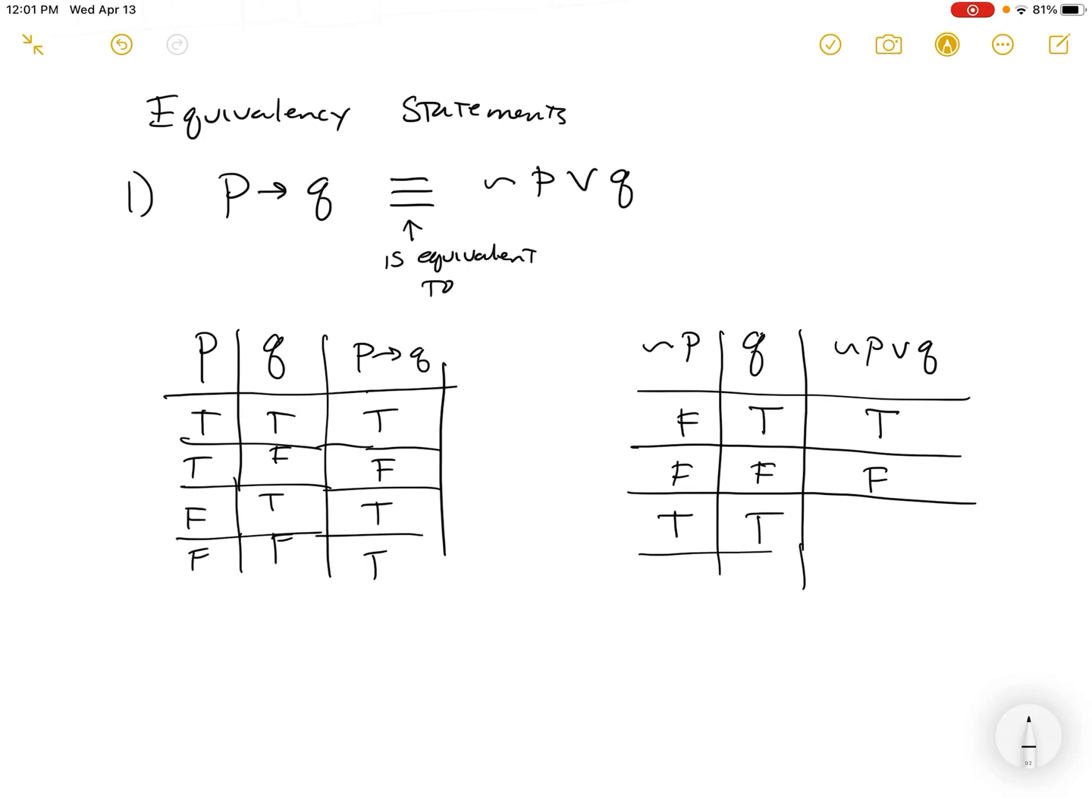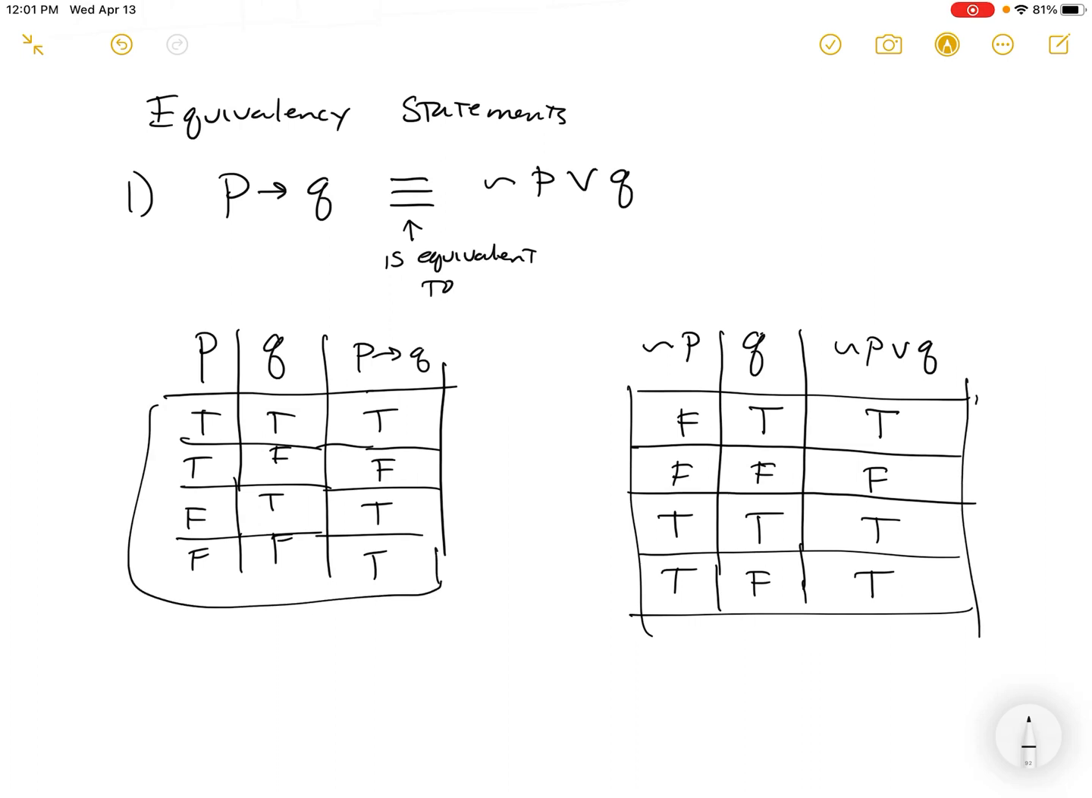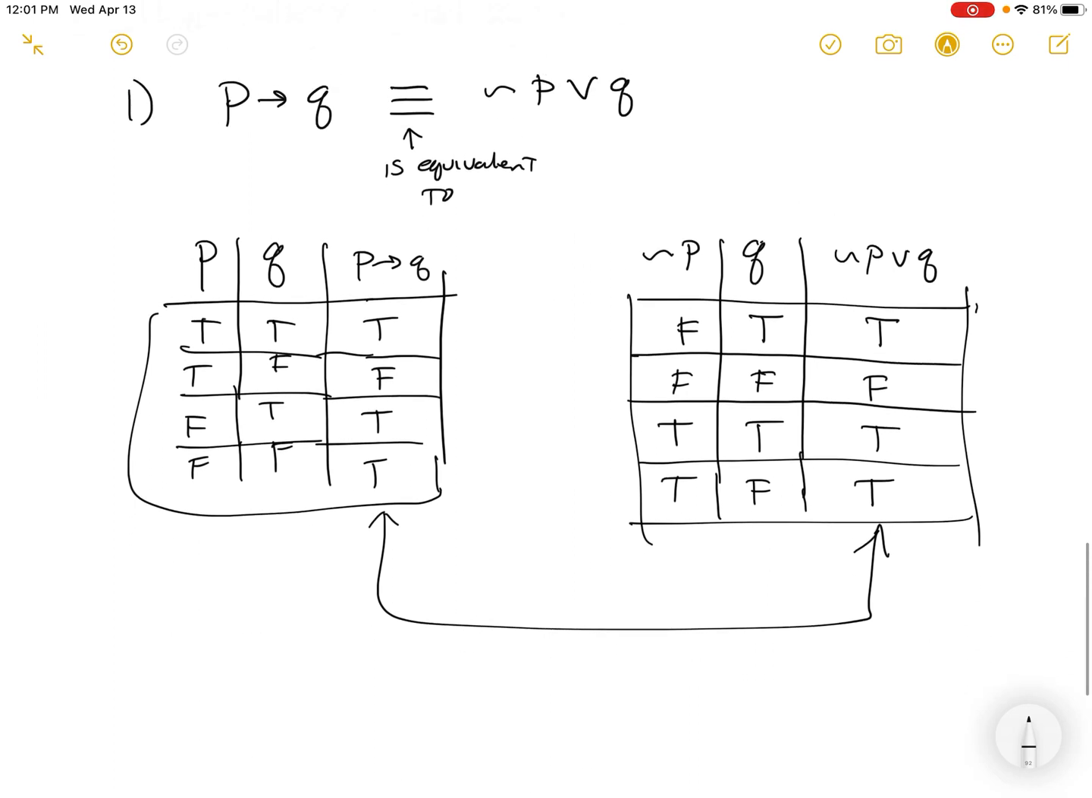Not P would be true. Q would still be true. And anytime there's at least one true statement, it's true. Not P would be true. Q would still be false. But we have a true statement, so we have a true. And so they're saying they're equivalent because the results of the truth table are exactly the same. So we have some equivalency right there. Okay, and so that's why they're saying it's equivalent.